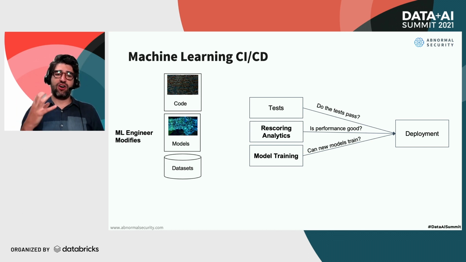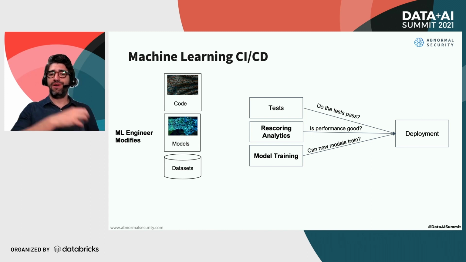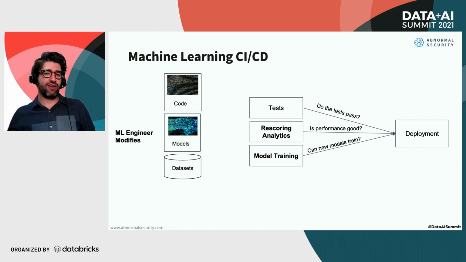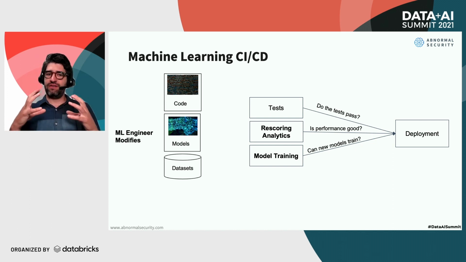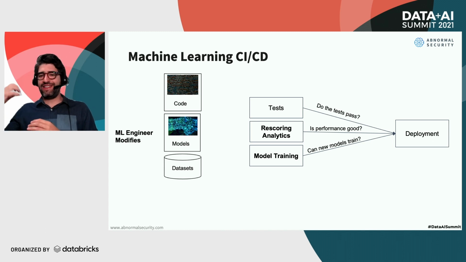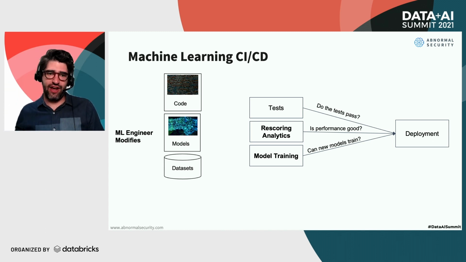The data sets are pieces of data that will be picked up, put into features that are then going to go into models that then will change the decision that the system comes out with. Because remember, at the end of the day, in Abnormal Security's case, this machine learning engine takes an email, and at the end of the day produces a detection of whether this is a cyber attack or not. So when the ML engineer modifies any one of these three things, we need to do more than just run tests. In fact, it's hard to build unit tests over all these models and data sets.